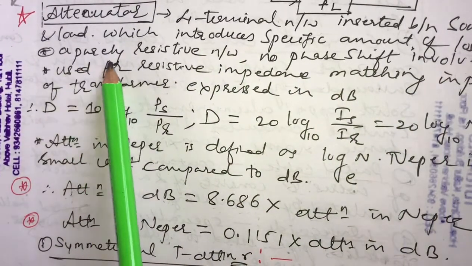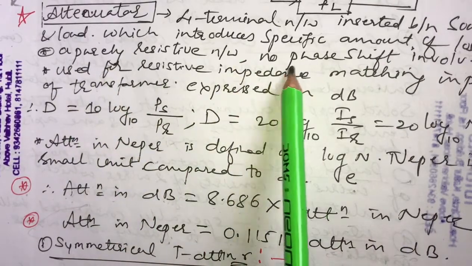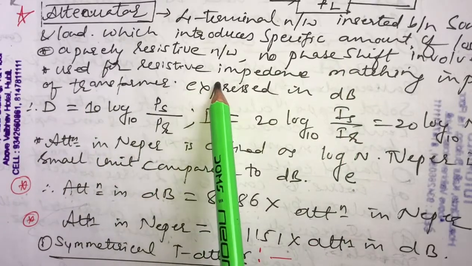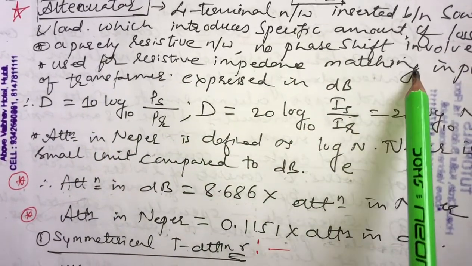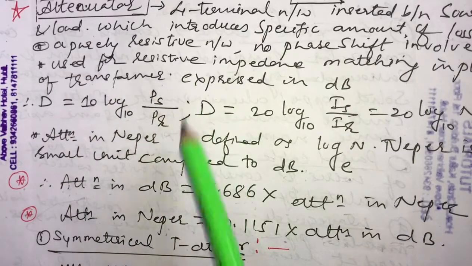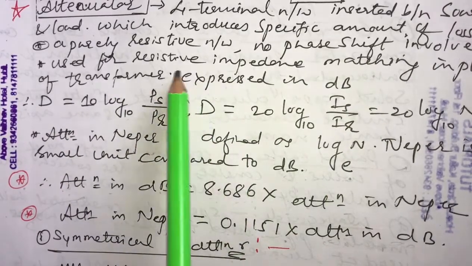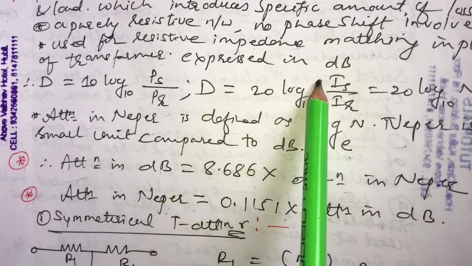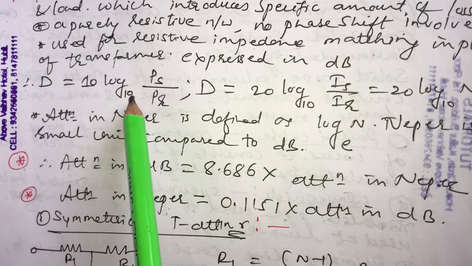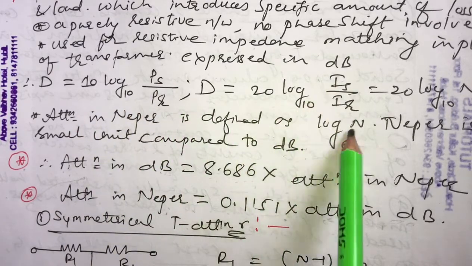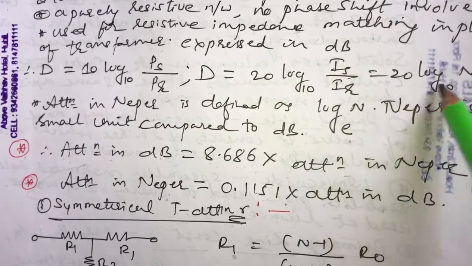So a purely resistive network with no phase shift is involved here, and it is mainly used for resistive impedance matching purpose and in place of a transformer. Attenuation is always expressed in decibel, dB. D is equal to 10 log PS by PR, and D equal to 20 log of IS by IR, or equal to 20 log of n to the base 10.